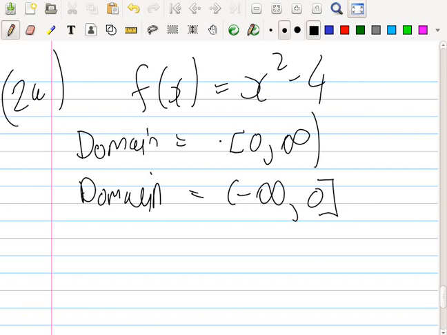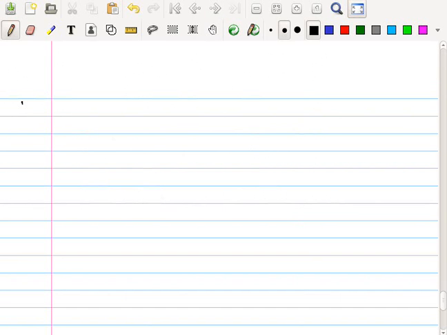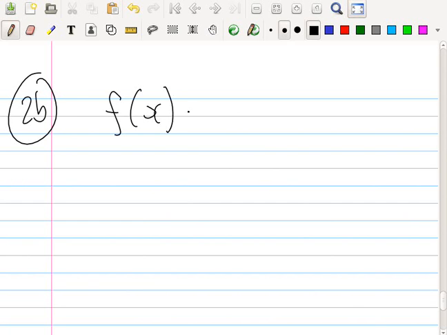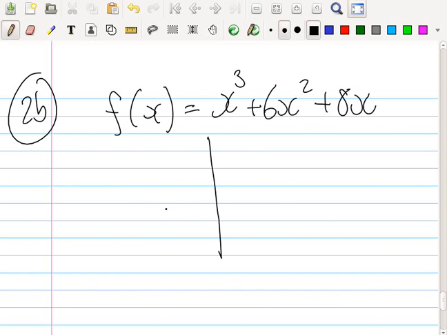Okay, so let's have a look at one not quite as easy as that. So if I do 2b, I say f of x equals x cubed plus 6x squared plus 8x, I think. All right. Now this one here is not going to be 1 to 1. It's going to be many to 1. And if I just draw a very rough graph of it, looks something, I don't know, roughly like this.